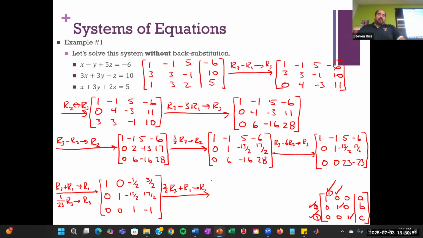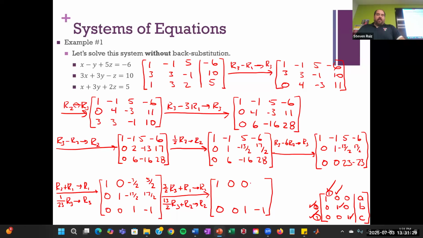And I'm running out of space. Let's do both things we need to do at the same time. What's the other thing we need to do to handle row 2? 13/2 row 3 plus row 2. That goes to row 2. Okay, so bottom row is perfect. Top row, there's no chance the first 2 entries are going to change. What better have happened to this negative 3/2? That better have happened.